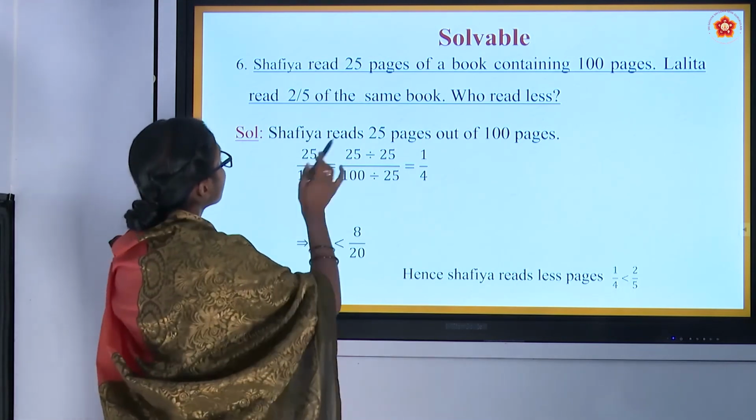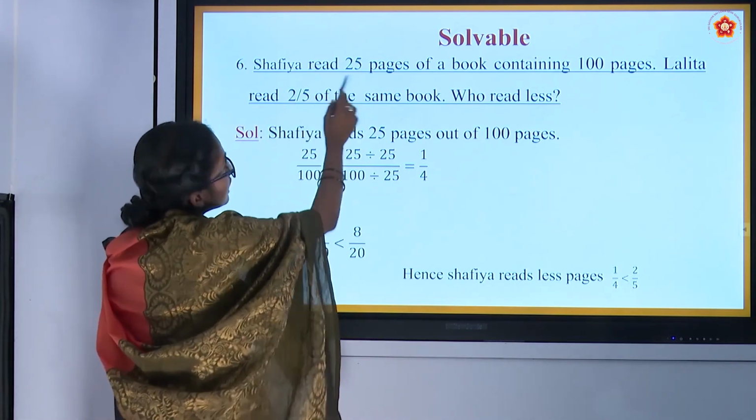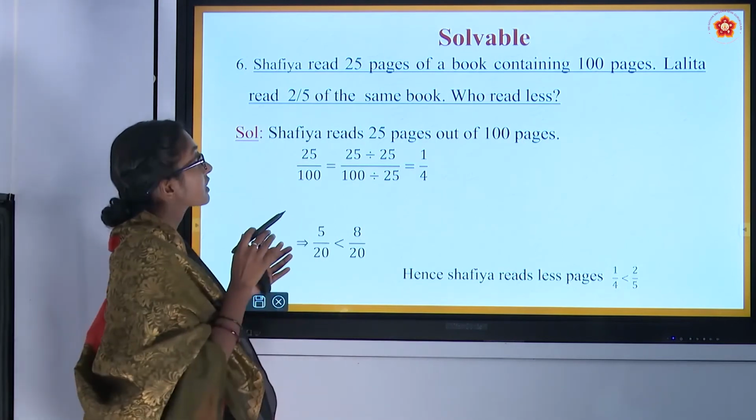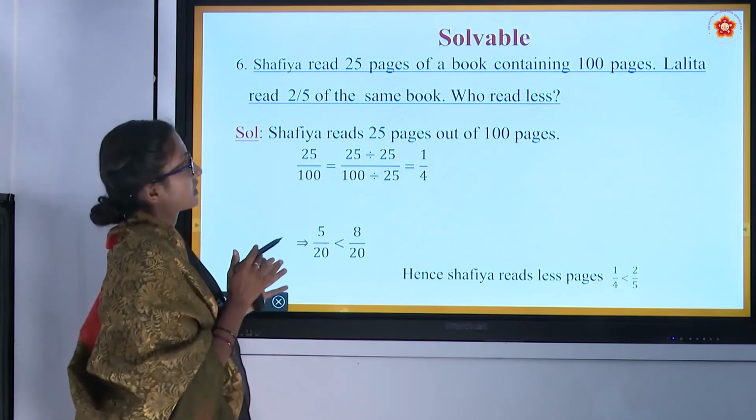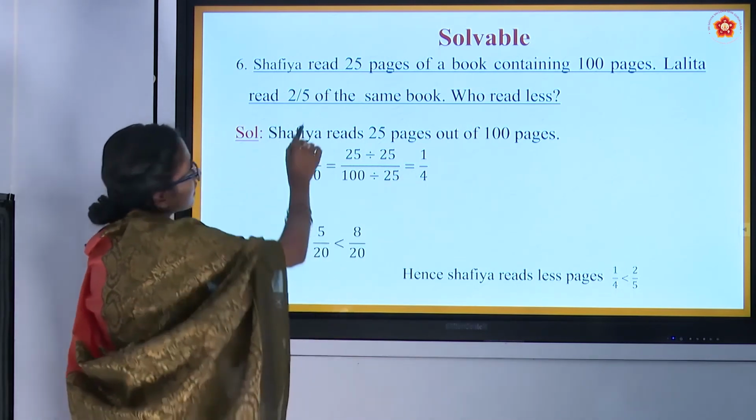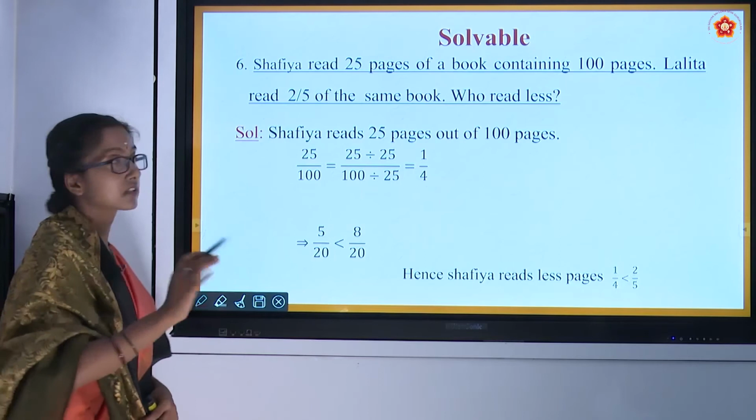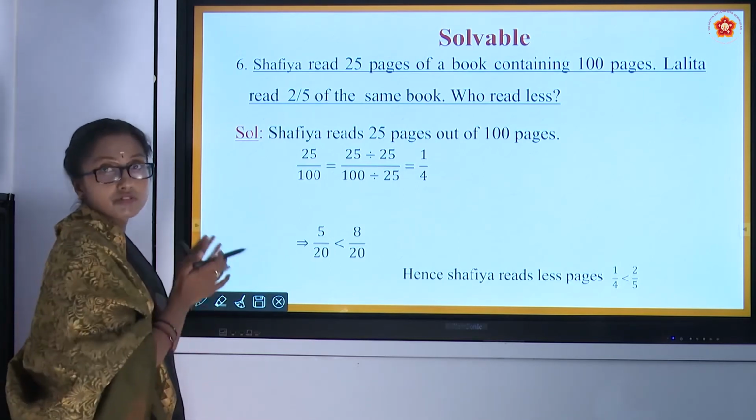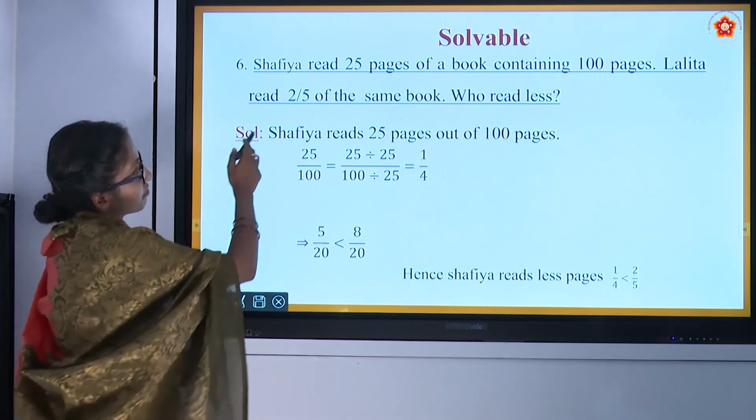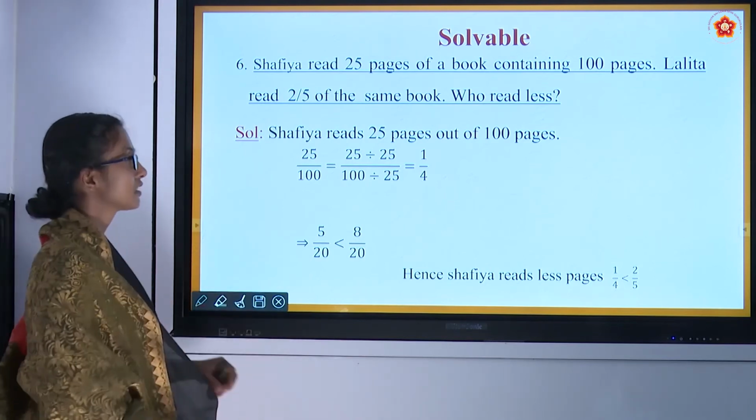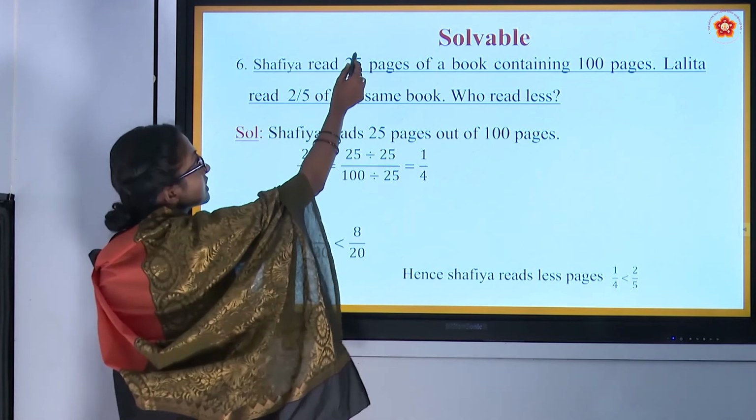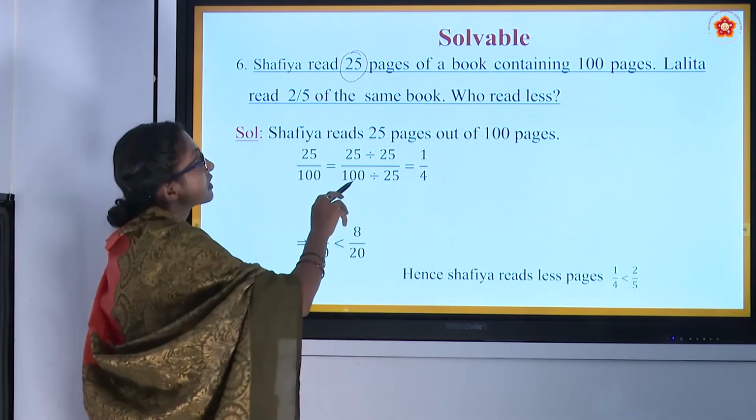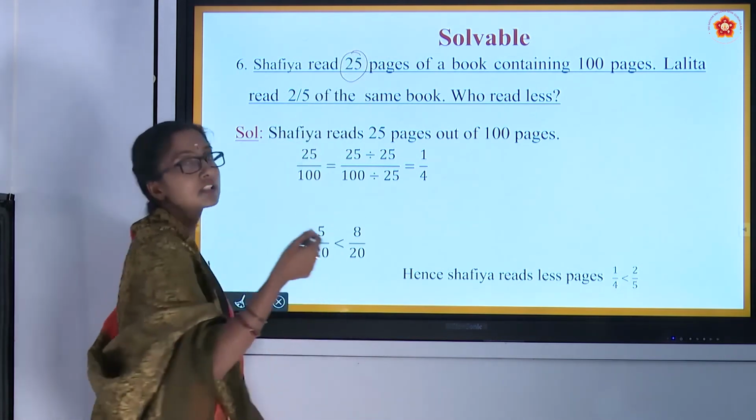Among them, Shafia will read 25 pages. They have given the number of pages, not fraction. But about Lalita, they have not given the number of pages, they have given the fraction of pages, that is 2 by 5 of the same book. Who reads less? So let's convert this number of pages into fraction.